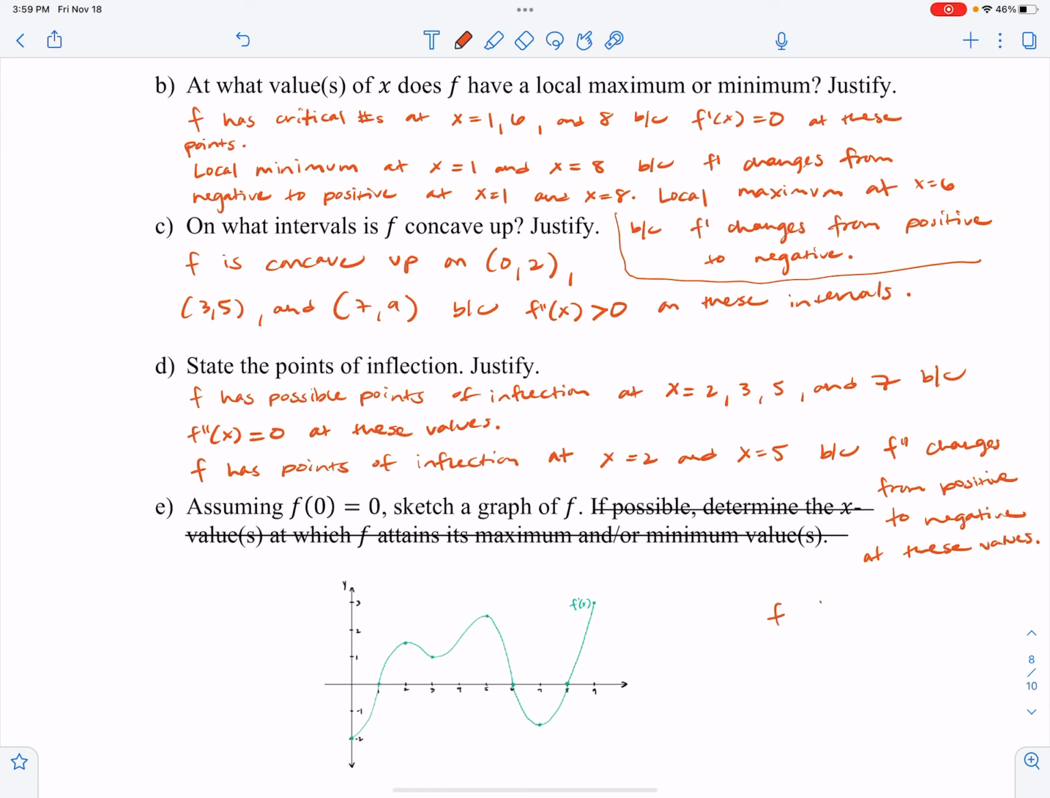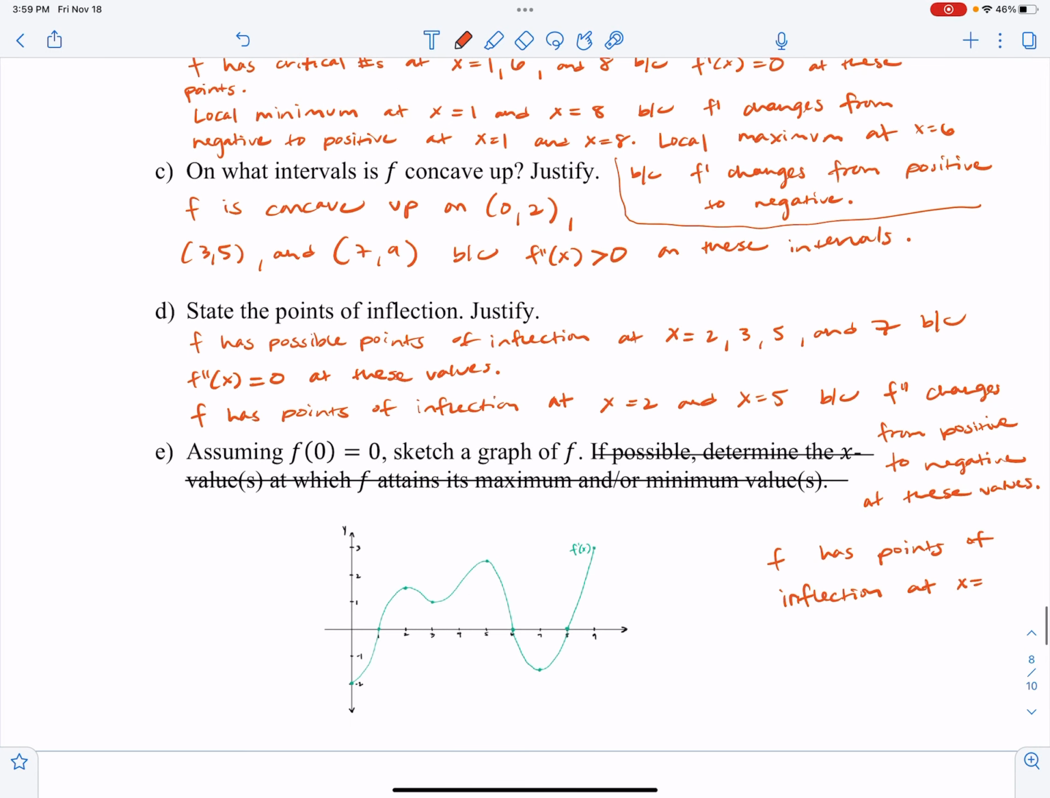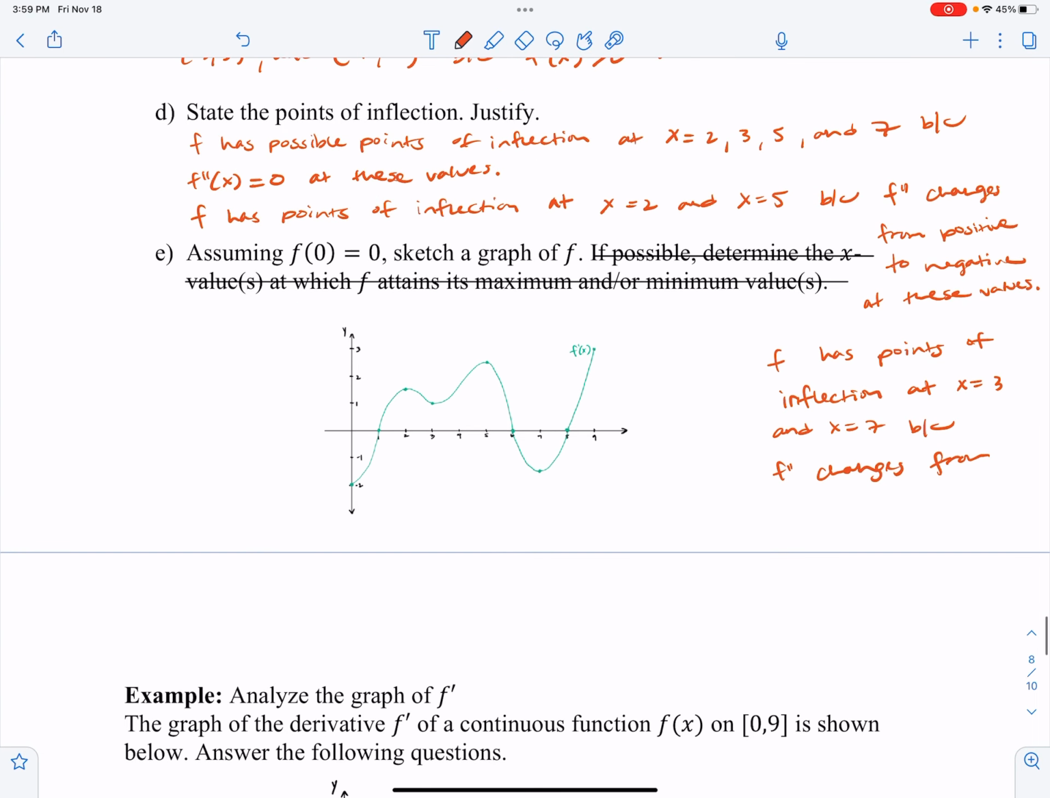And then we can also say f has points of inflection at x equals 3 and 7 because f double prime changes from negative to positive at these values.